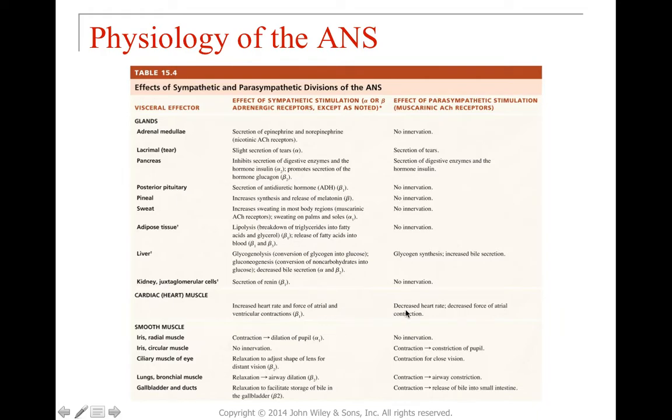Now, in terms of some smooth muscle, we have the iris and the ciliary muscles of the eye. So all of these are going to have reactions to sympathetic stimulation, namely the radial muscle will have contraction or dilation of the pupil under sympathetic stimulation, no innervation of the radial muscle for the parasympathetic. However, we will get contraction or constriction of the pupil under the parasympathetic stimulation of the circular muscle when we have no innervation of the sympathetic stimulation. So although we have regions that are innervated and not innervated, you can still see one's a dilation and one's a constriction, right, or contraction.